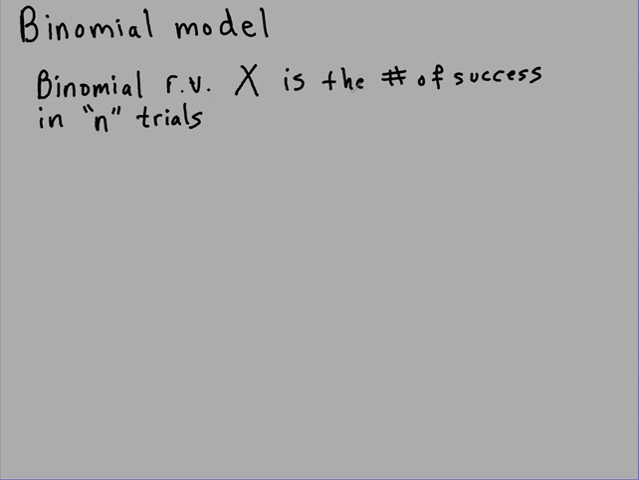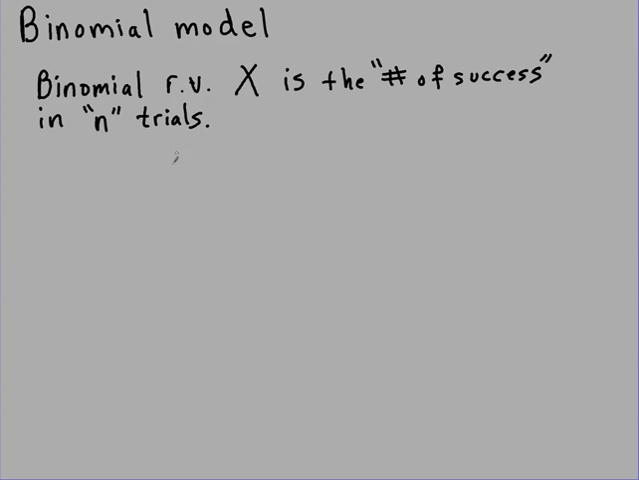So by a random variable, we'll call it capital letter X, is the number of successes in so many trials. Okay, so it's the number of successes in n trials.